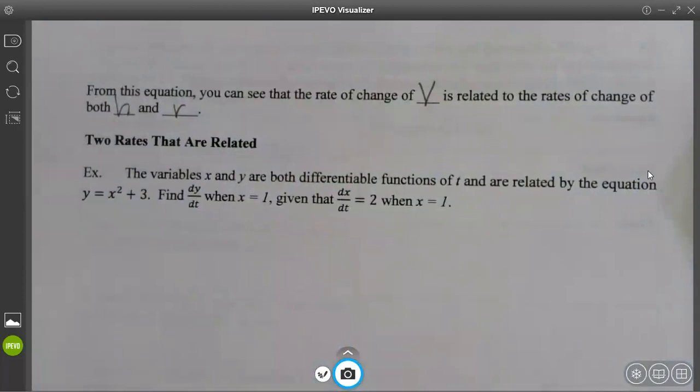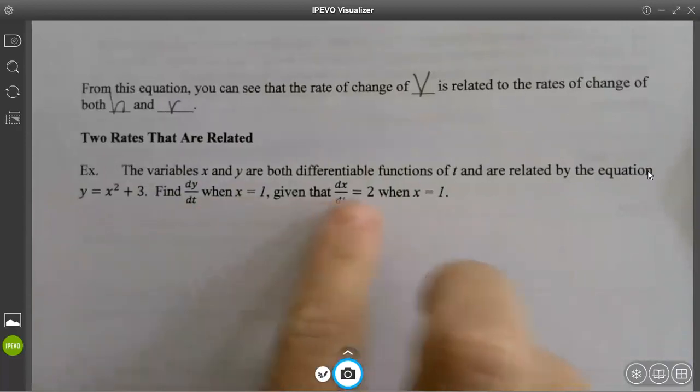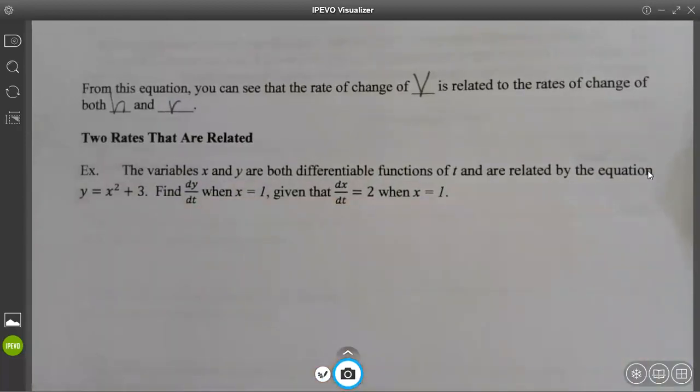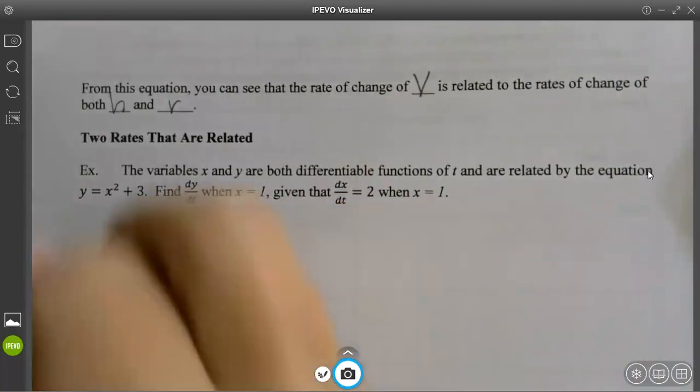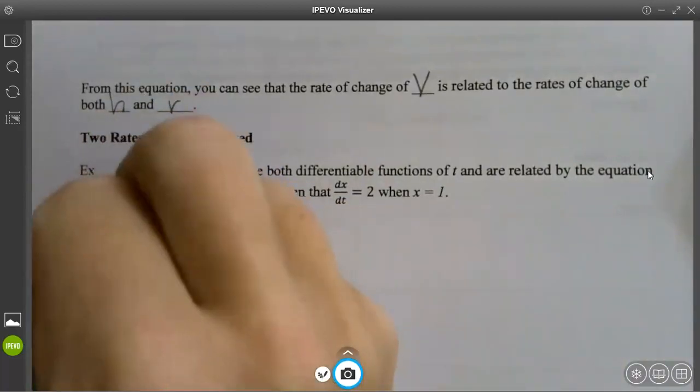That's what's crappy, okay? So find dy over dt when x equals 1, given that dx over dt is 2 and x is 1. Sometimes you have to pull out all of these things by yourself, okay? So they're not always just going to give it to you. So on this one, they're just giving everything to you so that you can learn exactly what you need to do. All right, so we're going to start with our equation.